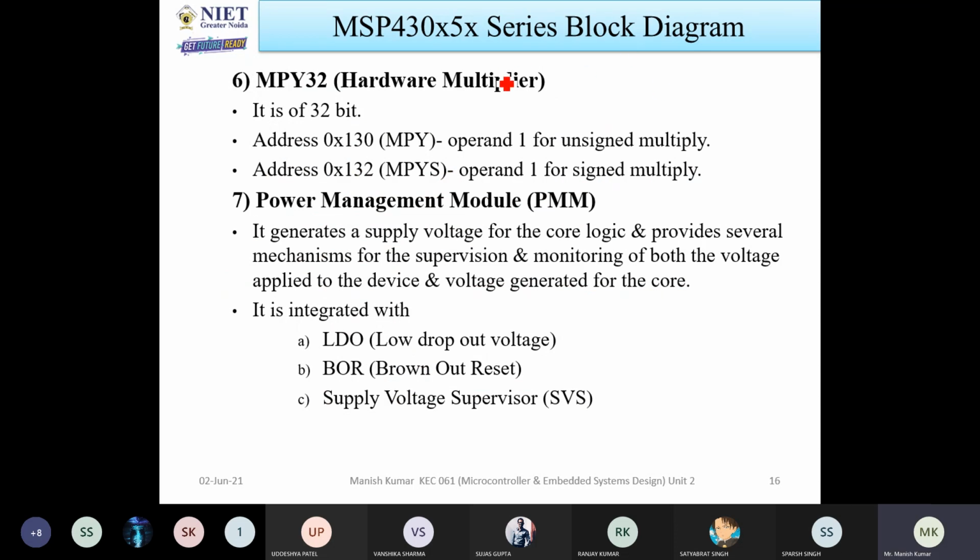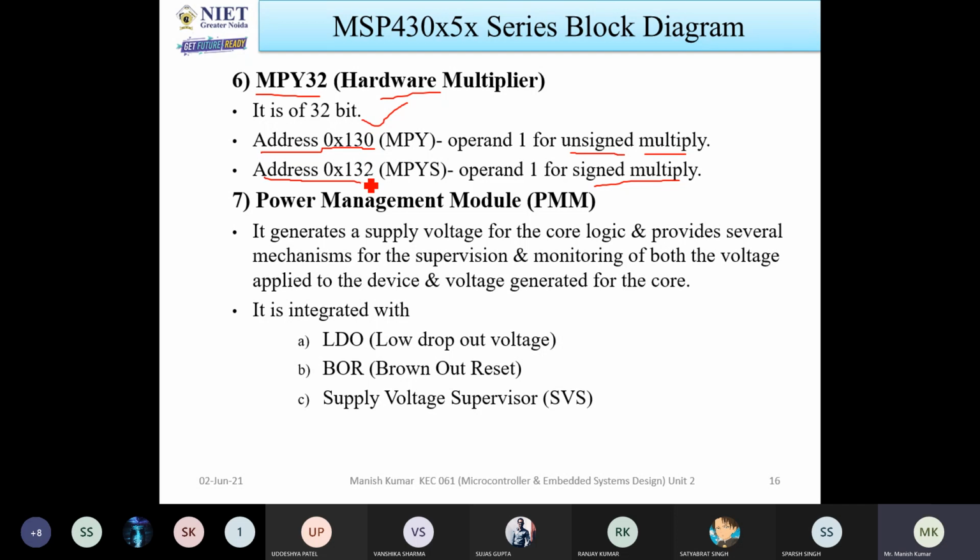It also has a hardware multiplier, called MPY32. It is also 32-bit, and it is used for two types of multiplication, unsigned multiplication or signed multiplication. When you are going for unsigned multiplication, you can use the address 0 to 130. When you use signed multiply, then you can use address 0 to 132.